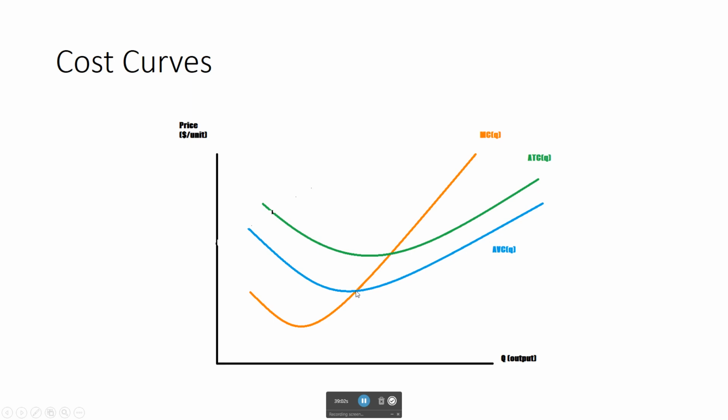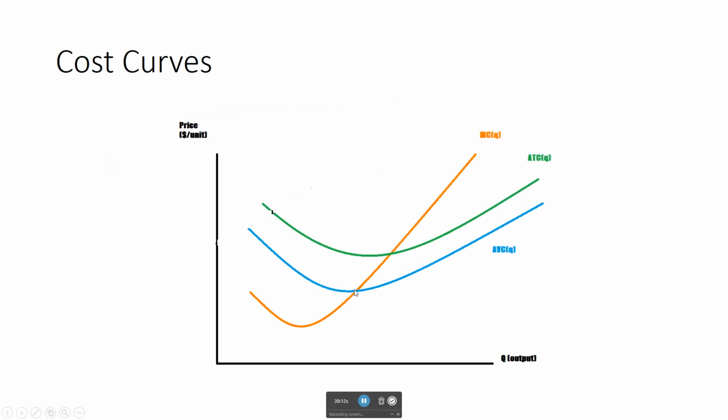Now, one of the interesting things here is that in neoclassical economics, the supply curve is the marginal cost curve above the shutdown point. So this whole section here of that marginal cost curve becomes the firm's supply curve. So above this bottom light blue average variable cost curve, that bowl-shaped curve, the rest of this marginal cost curve becomes the firm's supply curve.